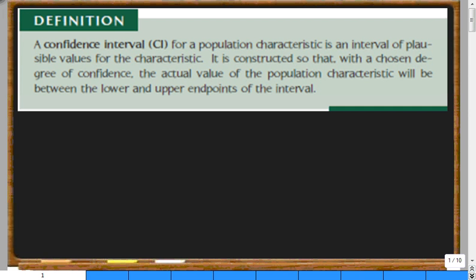Okay, so we're going to talk about the concepts behind doing a large sample confidence interval for a population proportion. A confidence interval for a population characteristic is an interval of plausible values for the characteristic.